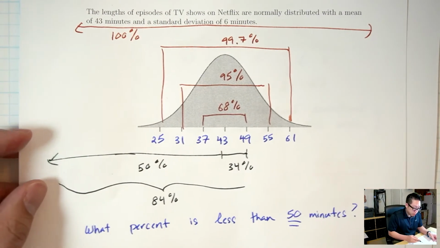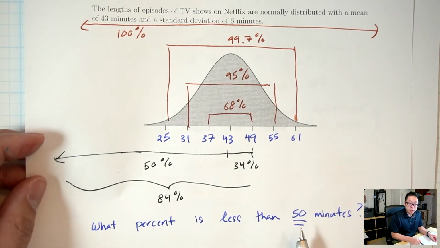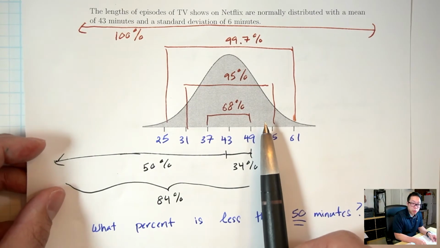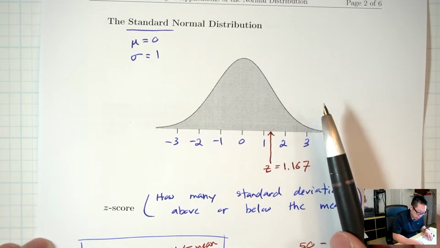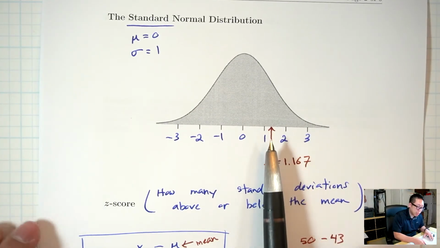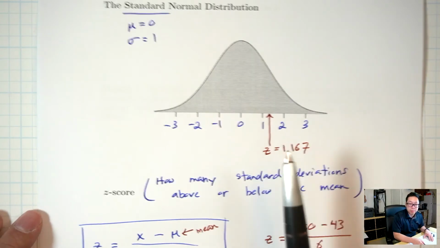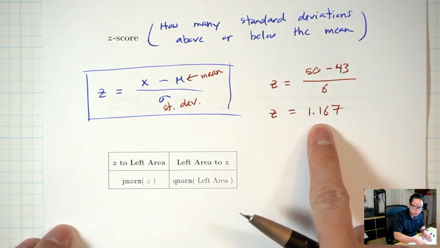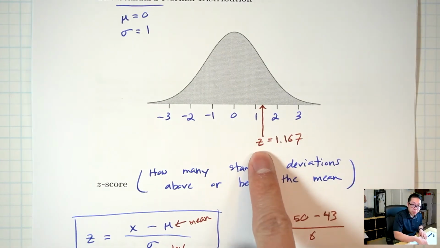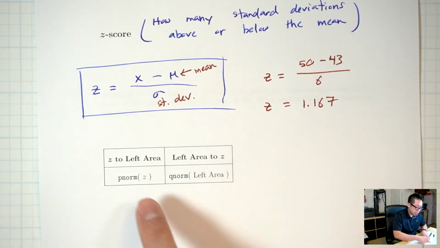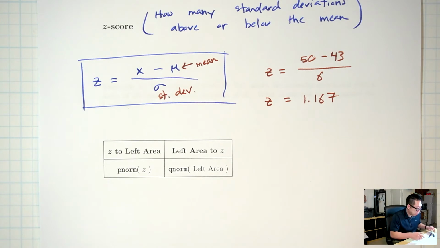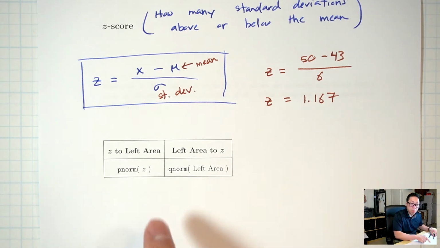So on this picture, I want to know what percent is less than 50. So what percent is to the left of 50? Which translated to the standard normal picture, I want to know what percent is to the left of 1.167. R will tell me that area, right? So if I have a Z, which I do, if I want the left area, which I do, then the command is pnorm, and R is going to do that for me. We're not going to do it right now, but these are commands in R that we'll need.